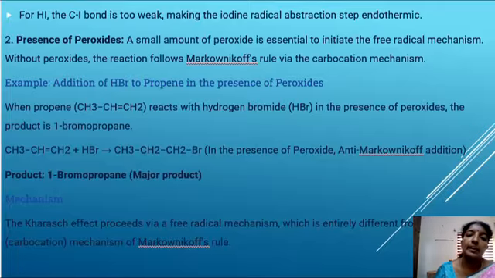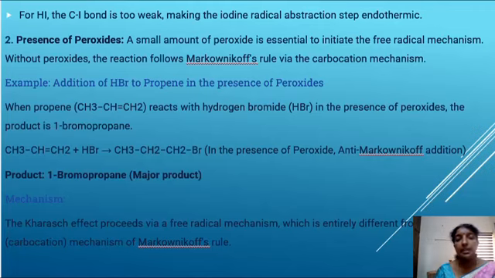Let me explain an example for anti-Markownikoff addition. Here, addition of HBr to propene in the presence of peroxide is given. When propene reacts with HBr in the presence of peroxide, the product is 1-bromopropane instead of 2-bromopropane. So we can write the reaction as CH3CH=CH2 plus HBr gives CH3CH2CH2Br. This product will be obtained only in the presence of peroxide. So here the reaction is anti-Markownikoff addition, and the product is 1-bromopropane, that is the major product.